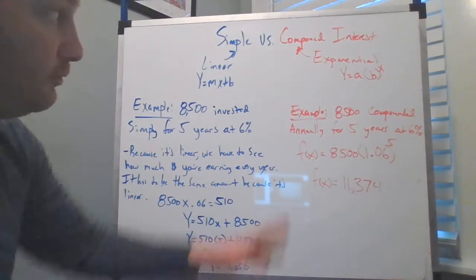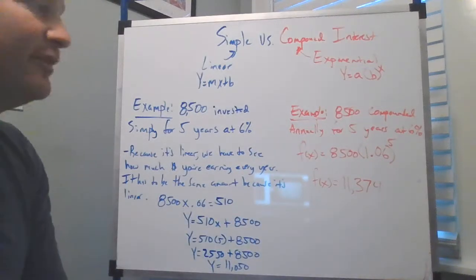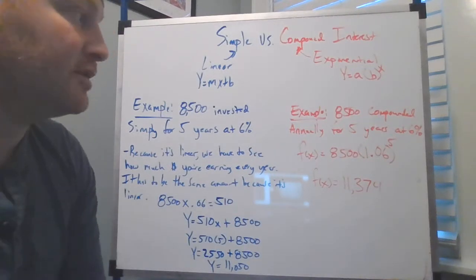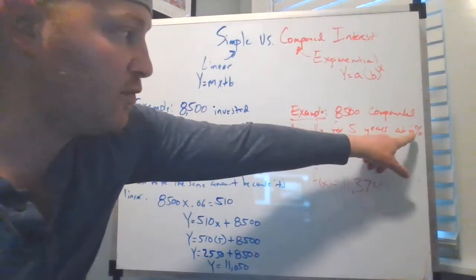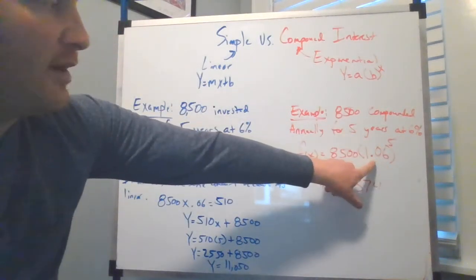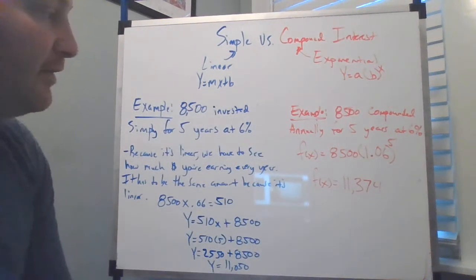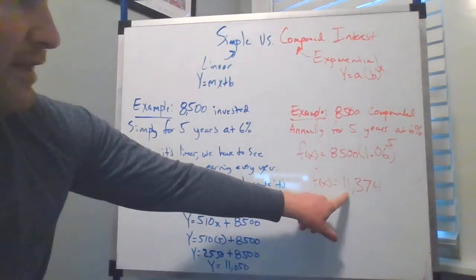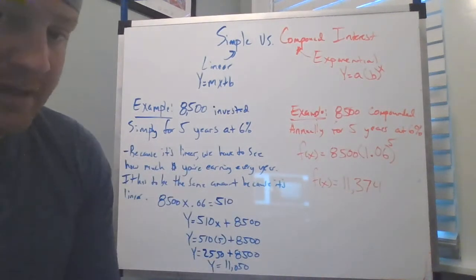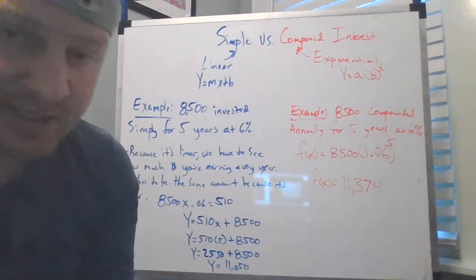So compound interest again, same dollar amount, 8,500 bucks is compounded annually for 5 years. So first thing at 6%. So we know to change the 6% to 0.06, add it to 1. That's how I get my growth factor. And I put it in my calculator, and after 5 years, instead of earning 11,050 bucks, I've earned now 11,374 bucks. And I'm sure the more money you invest, the more money you're going to make. So I'll be back with another example in just a second.